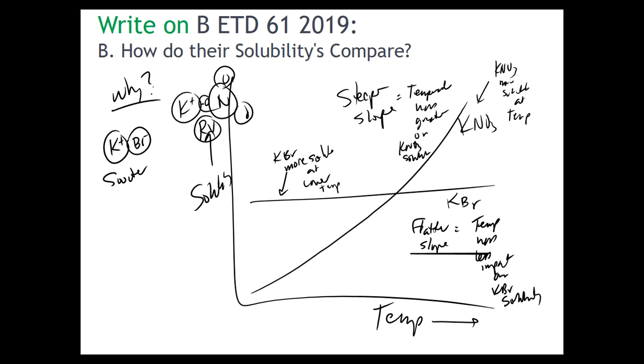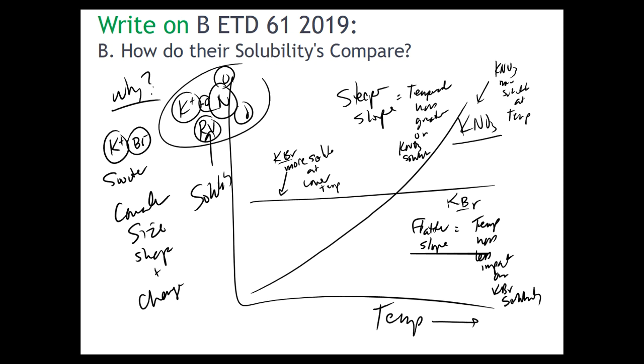Potassium nitrate would do much better parking more of them if there were bigger parking spots, like at higher temperatures. Whereas you can park scooters at little spots or big spots, no matter what. It's easy to fit them in there, but you fill up pretty quickly. So always consider, when we're looking at solubility, size, shape, and charge.